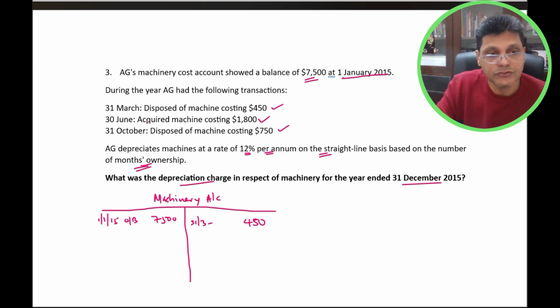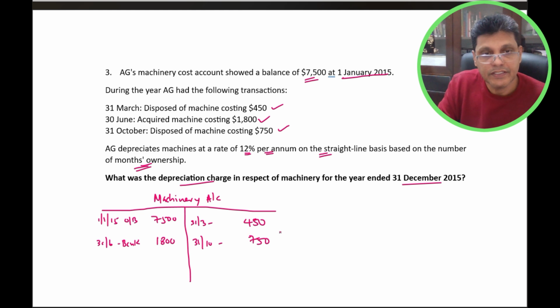And on 30th June, acquired machinery costing 1,800. So on 30th June, they acquired, okay, so they would have credited bank account or the payable account. So let's say it is paid by cash, so bank account, and here 1,800 debit. Again 31st October, disposed of machinery costing 750. 31st October, sold 750.